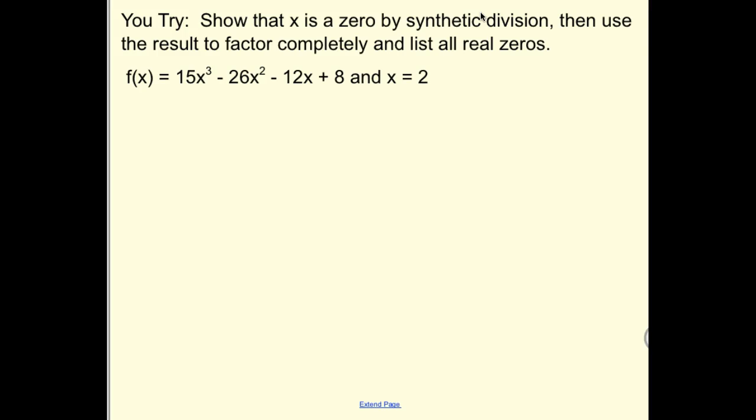And finally, you have a Your Try question. You are given a 0 of this function, and then this one you will also have to use the AC method to factor completely.